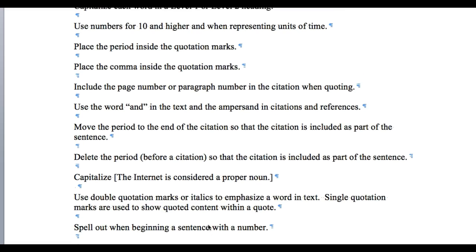Numbers, if you're representing units of time, 3 weeks, 3 months, 3 years, use the number 3. 3 people, spell it out. So for 9 and lower, you'd spell it out. 10 and higher, use the number no matter what.